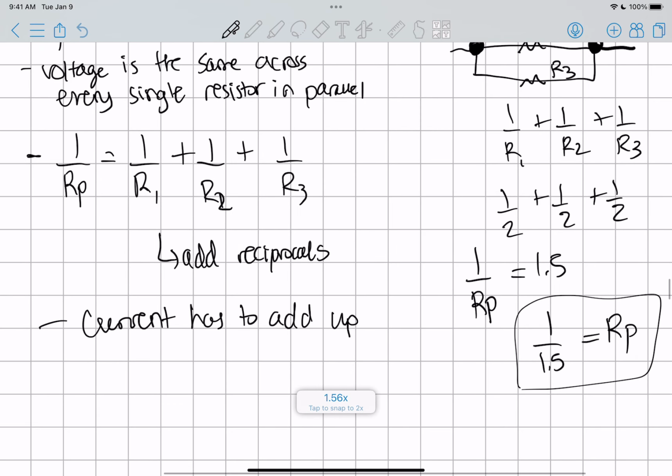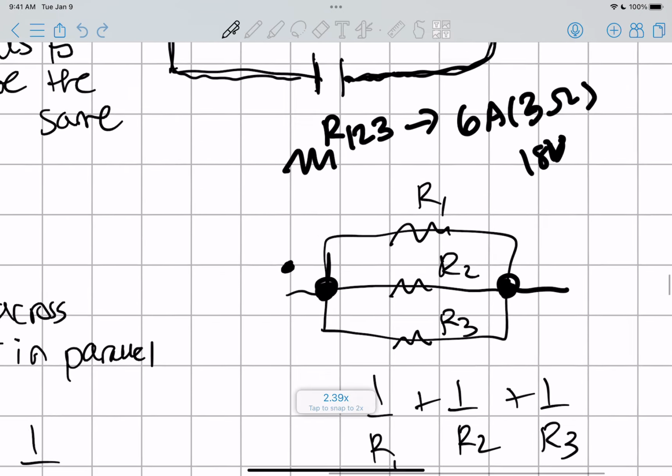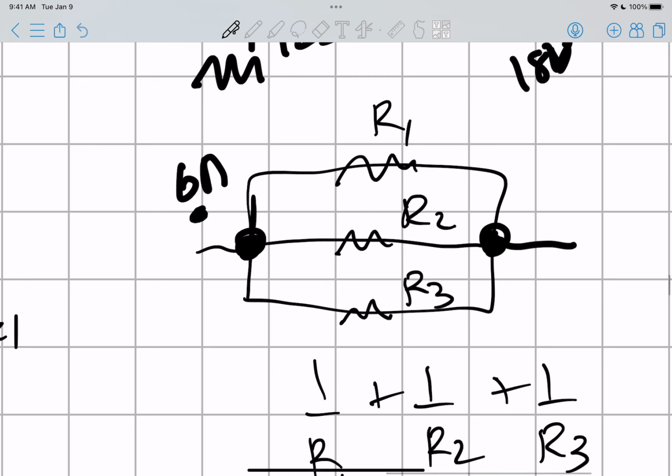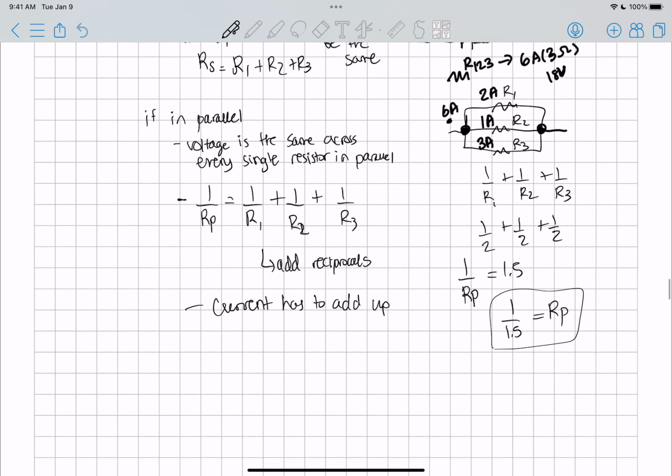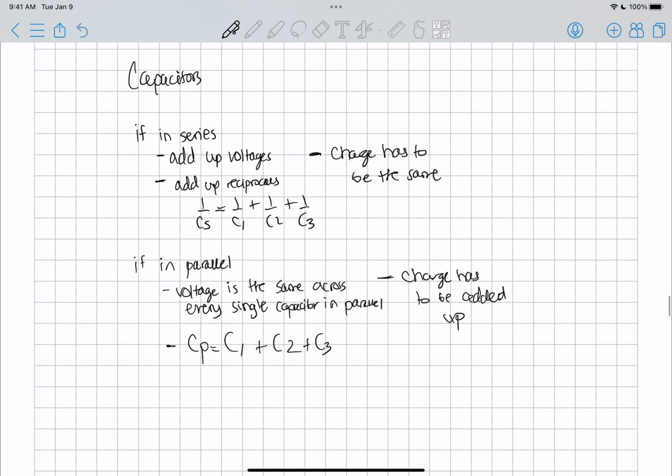And across those 3 resistors, the current is split up, so the current has to add up between those resistors. If I'm coming in hot with 6 amps, 2 might be delivered up here, 1 might be delivered down there in the middle, and the other 3 might be in the bottom. The current has to add up. So that's the gist of resistors in series and parallel, and how to calculate them.